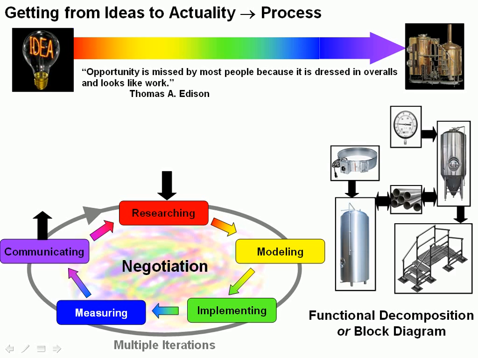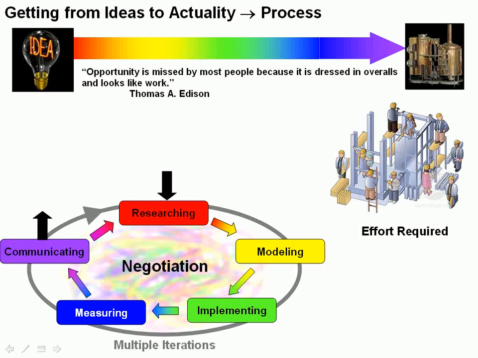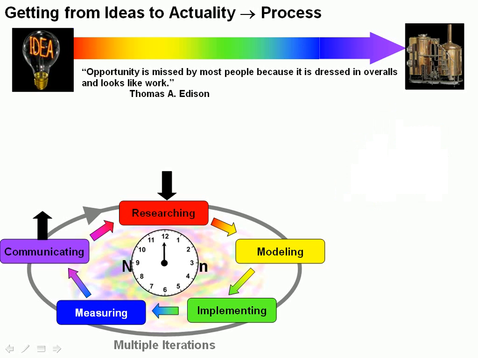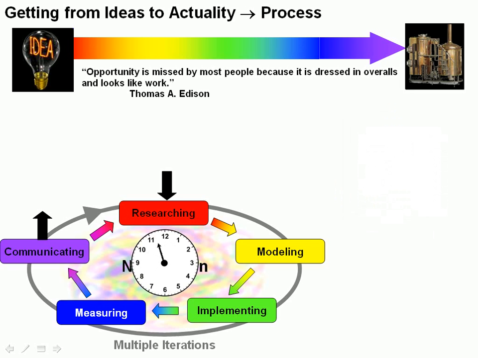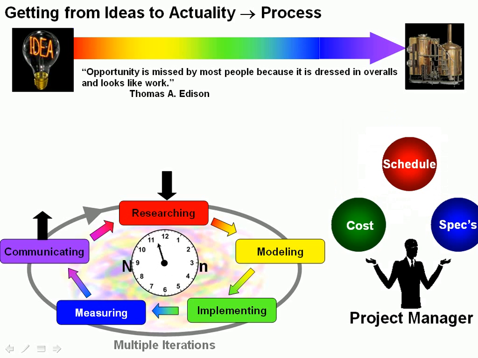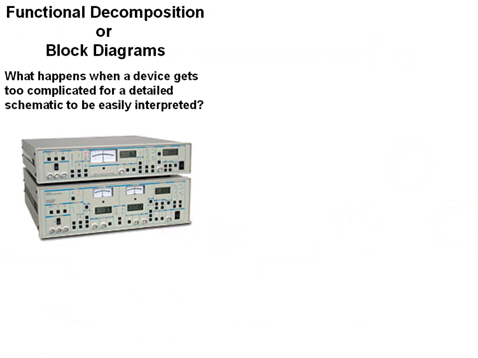One of these is the functional decomposition or block diagram. Another one is the work breakdown structure, which manages the effort required. Another one we'll talk about manages your most valuable resource, which of course is always time. You find you're always short on time to do things, and that's the Gantt chart. And finally, we'll talk briefly about the role of the project manager as well as a lead engineer on a project. So let's get started with the functional decomposition or block diagram.